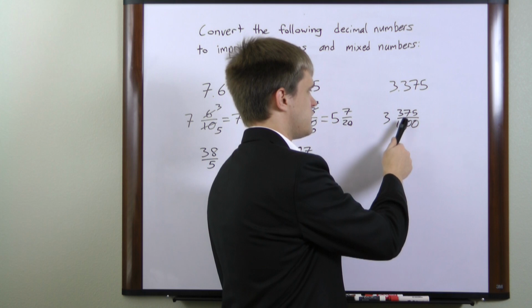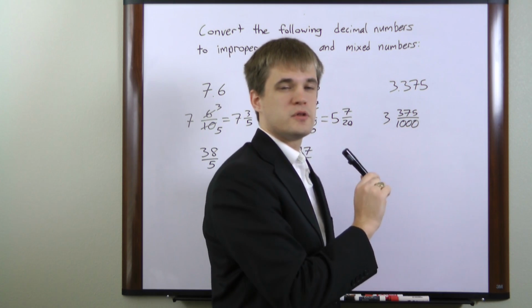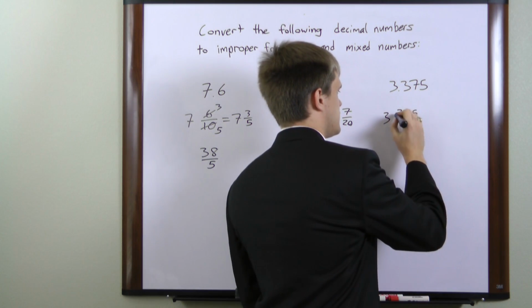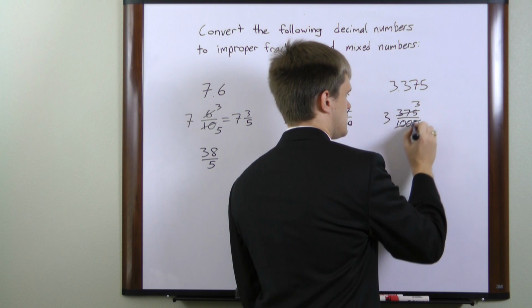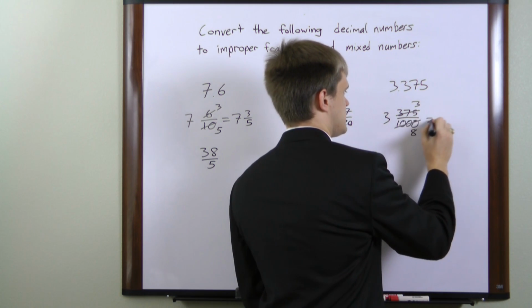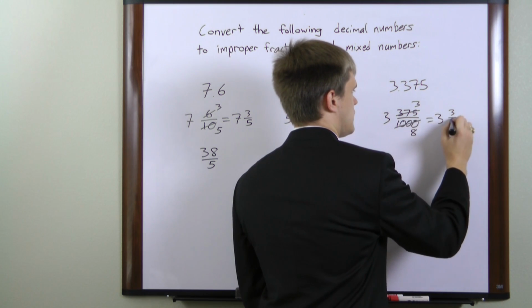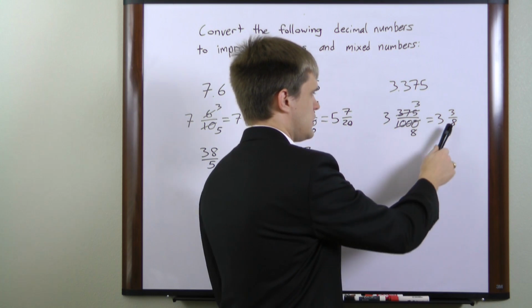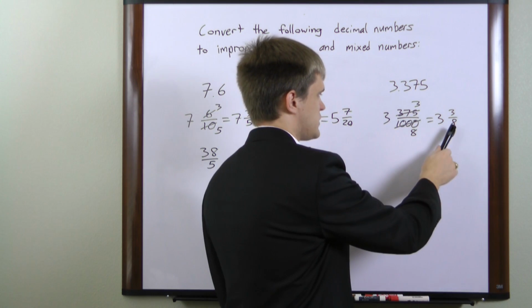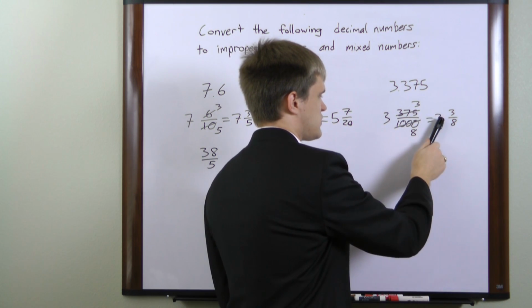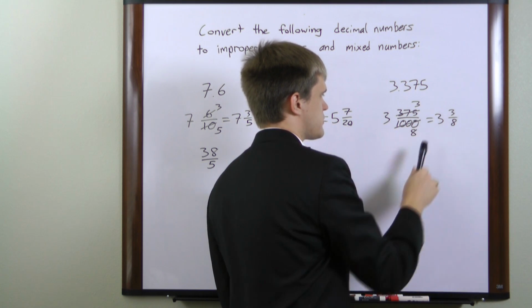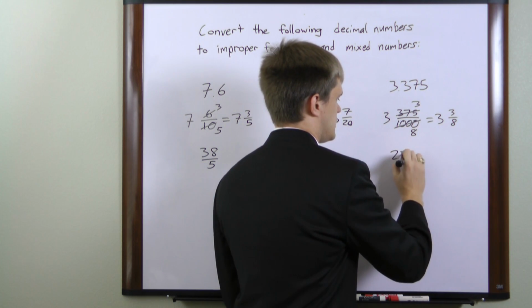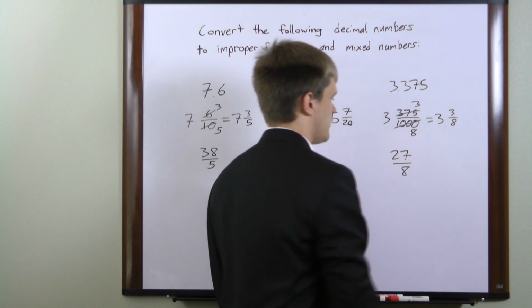Now, we can divide top and bottom here by 125, which leaves us with 3 over 8. So this number is equivalent to 3 and 3/8. Now to convert to an improper fraction, we'll once again multiply 8 times 3, which is 24, plus 3, which is 27. So we have 27 over 8.